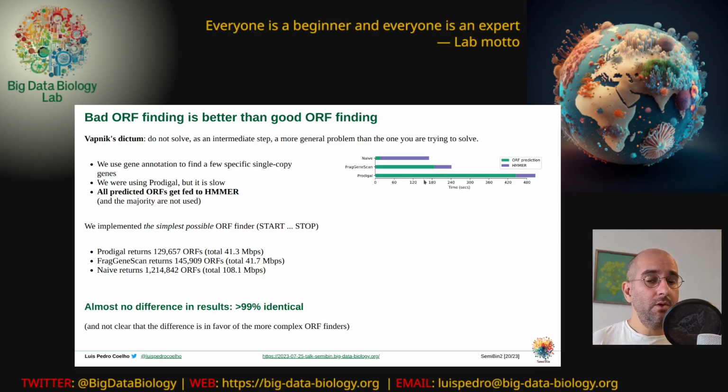So gene finding is really, really hard actually, and Prodigal does a lot, but here we just didn't need that, so we didn't need to pay all of this computational cost.